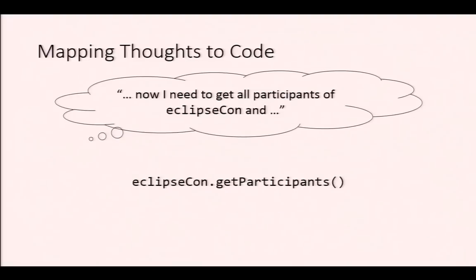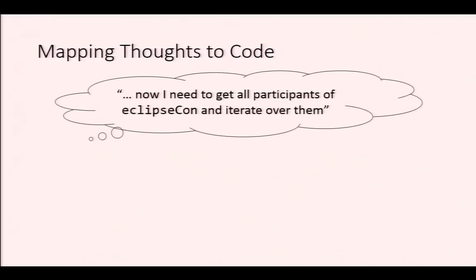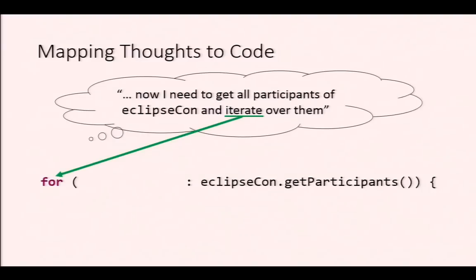Hopefully this produces a code part like this. As we see, it's perfectly mappable into code. No additional thinking required. A more complex thought: now I need to get all participants of EclipseCon and iterate over them to send them an invoice. I spoiled you, there's a missing part. We map the iterate to for, we map EclipseCon to EclipseCon, we map participants to participants. The missing part is the hard one.